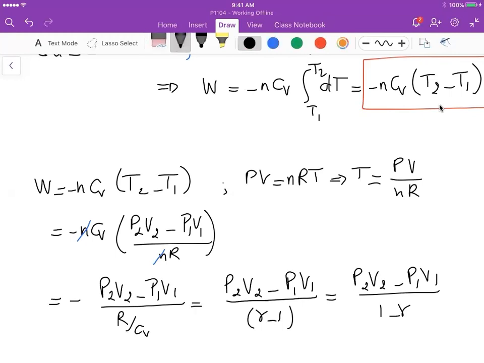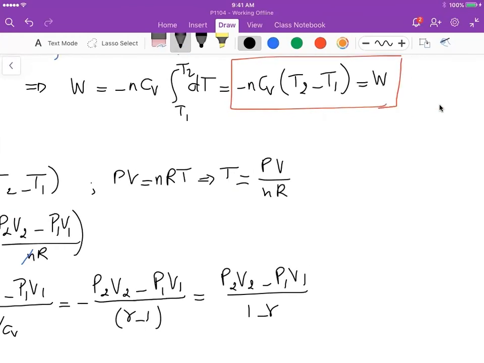minus N CV T2 minus T1 if we have temperature. And if we don't have the temperature, we can get it directly from the pressure and the volume, if we have the pressure and the volume, using this second relation.